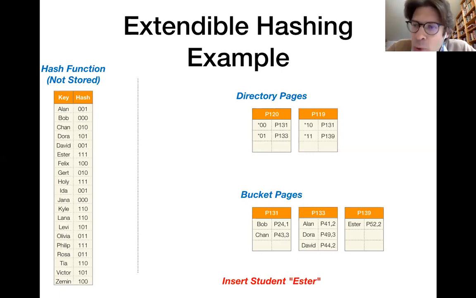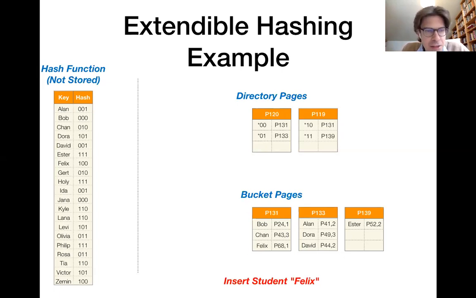Eventually, once we add more entries, then we probably need to split 131 as well, and then those entries in the directory change. But for the moment, there are 2 entries in the directory that point to the same bucket page. All right. So let's insert a few more students.